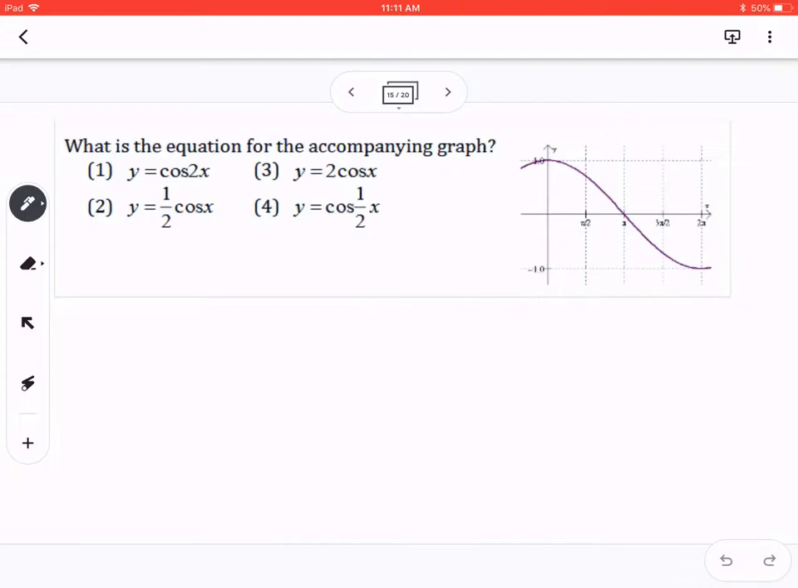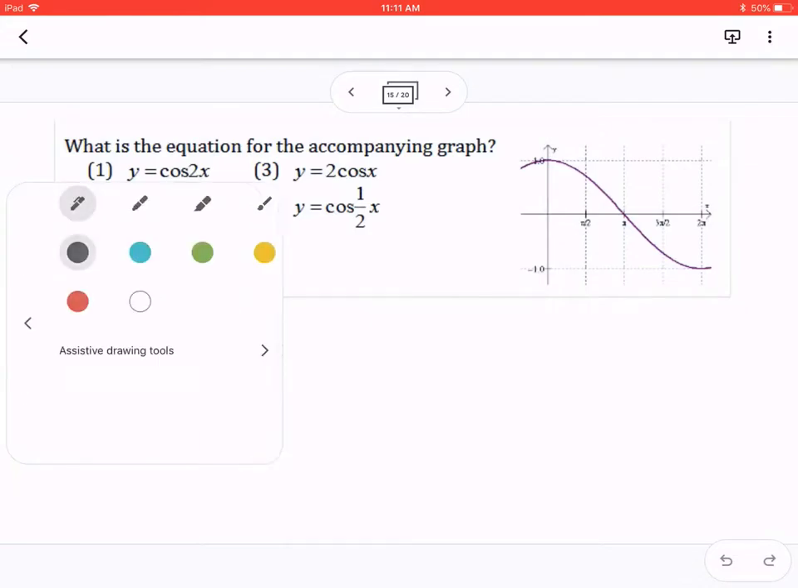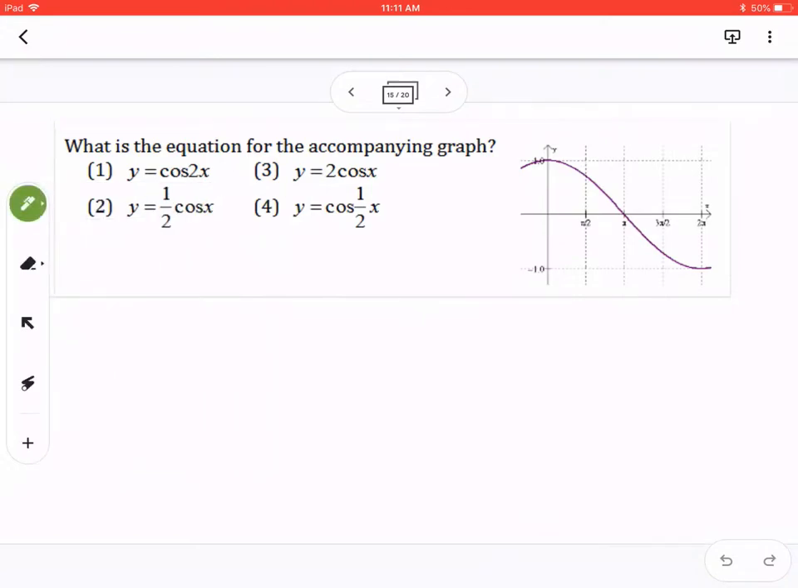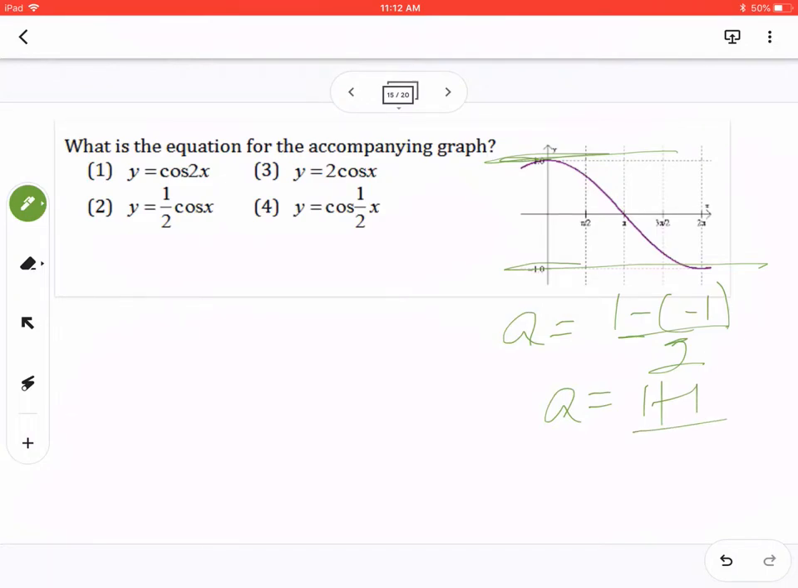Now here we're looking at a graph. So let's first look at the amplitude. The amplitude, the highest possible value. The max here is positive 1. The min is negative 1, so we're subtracting a negative 1. And we're dividing by 2. The amplitude is going to be 1 plus 1, because when you have a double negative it becomes a plus, divided by 2. So the amplitude is 2 over 2, or 1.